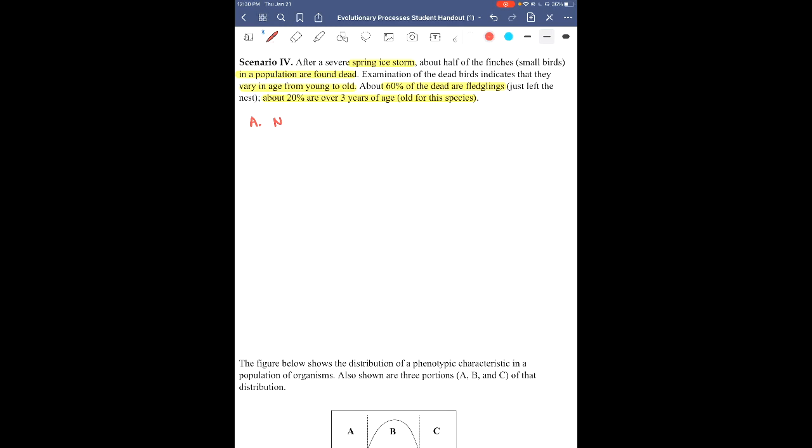Okay, so we're going to say no selection because these characteristics are not based on genetic differences.